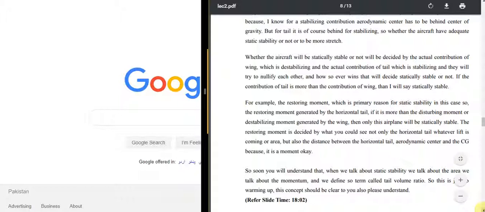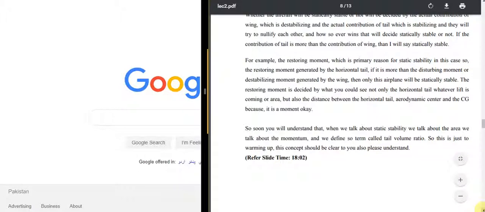The restoring moment is decided by not only the horizontal tail, whatever lift is coming or area, but also the distance between the horizontal tail's aerodynamic center and the CG, because it is a moment. Okay, so as soon as you understand that when we talk about static stability, we talk about the area, we talk about the moment, and we define a term called tail volume ratio. So this is just warming up. This concept should be clear to you also, please understand.